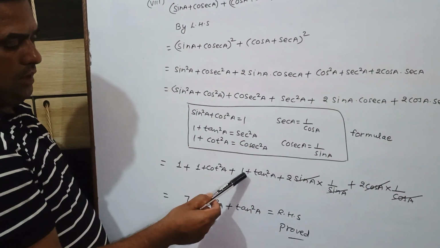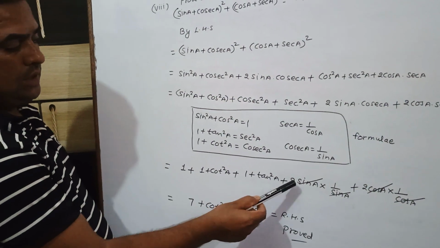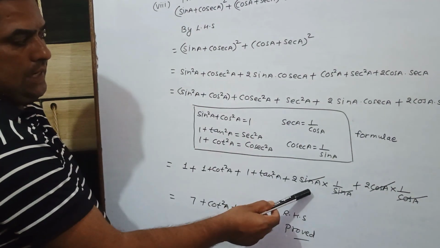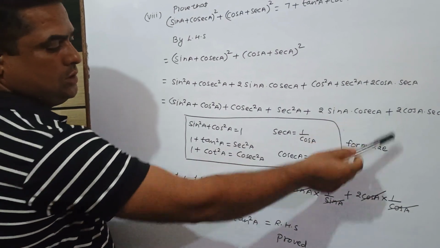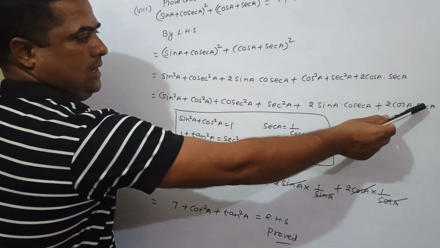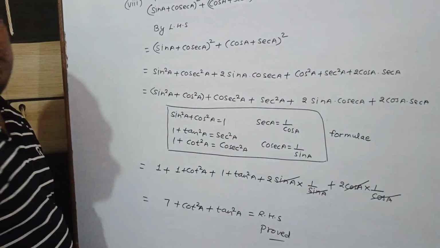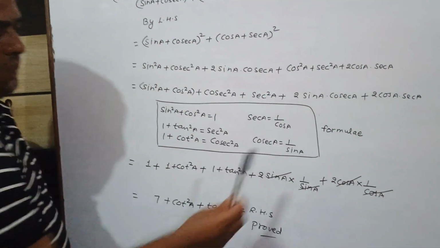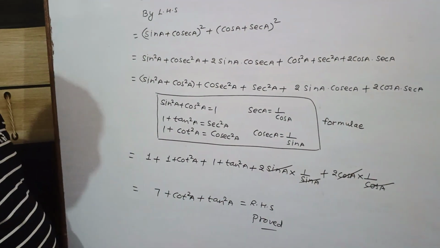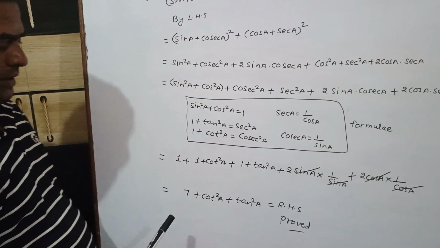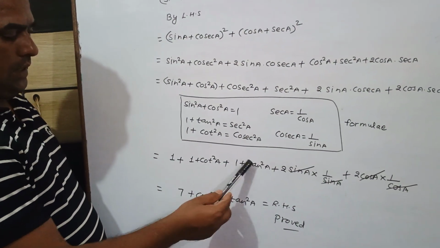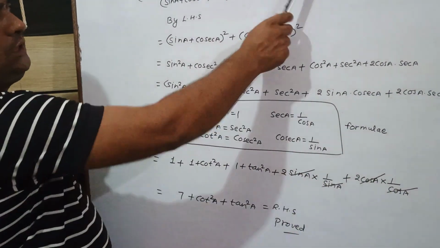So we are applying the value 1 plus tan square a, plus 2 sin a, then in the place of cosec a, 1 upon sin a, plus 2 cos a, then in the place of sec a, 1 upon cos a. Cosec cancels out, sin a cancels out. So you will get 2 plus 4 is 6, plus 1 is 7, plus cot square a plus tan square a. And this is your right hand side.